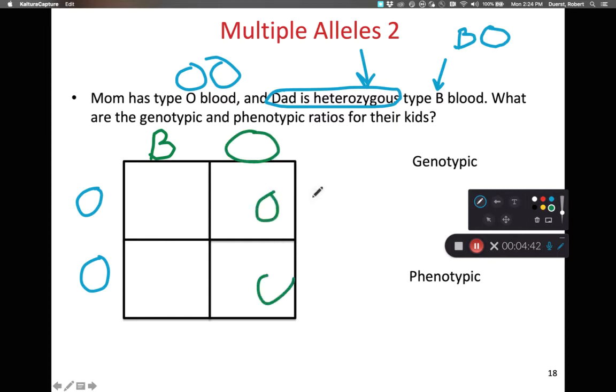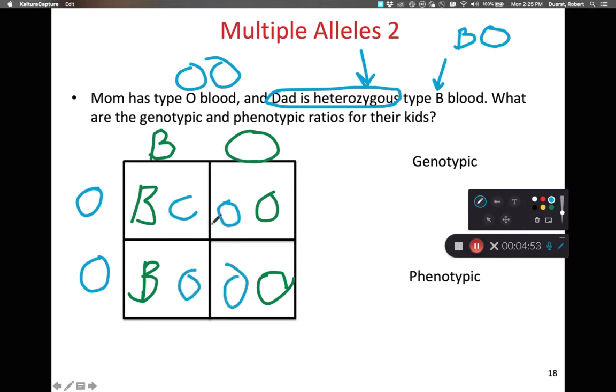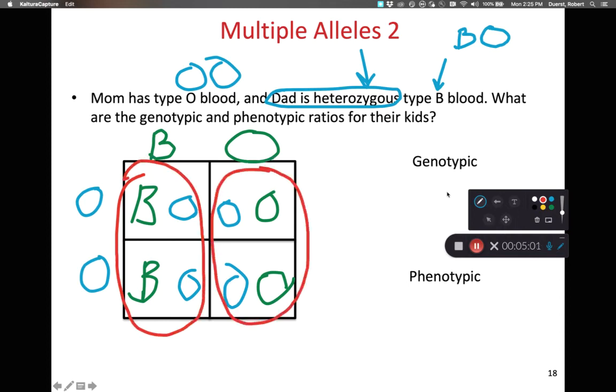And as we work through this Punnett square, we find that half of the potential offspring are going to be a heterozygote for B, and half of the potential offspring are going to be homozygous for O.